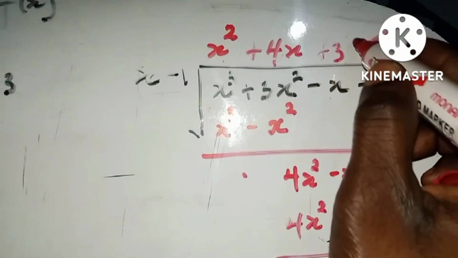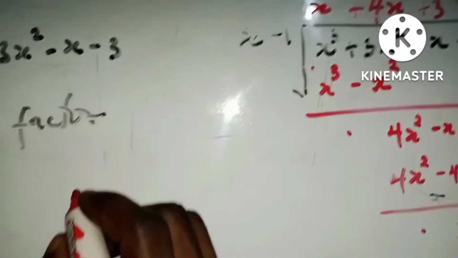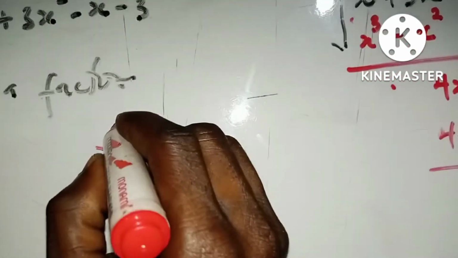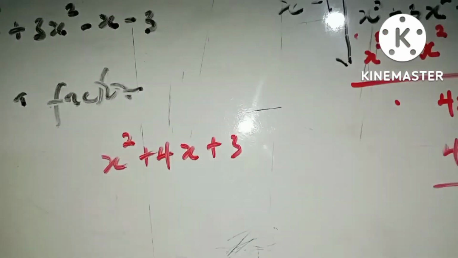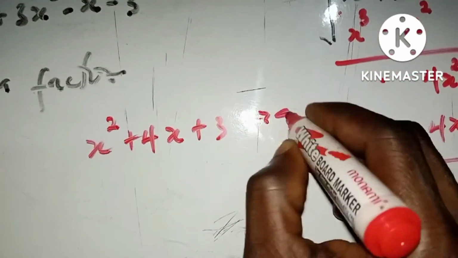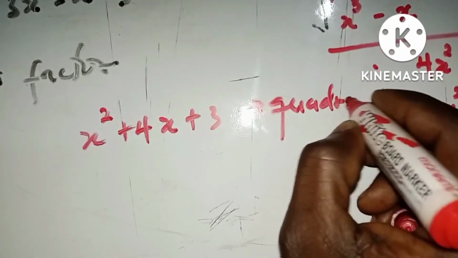So this takes us to something called a quadratic. So that expression there is what we are calling a quadratic: 4x and then plus 3, right? So this is what we call a quadratic. So you should know how to solve this quadratic.